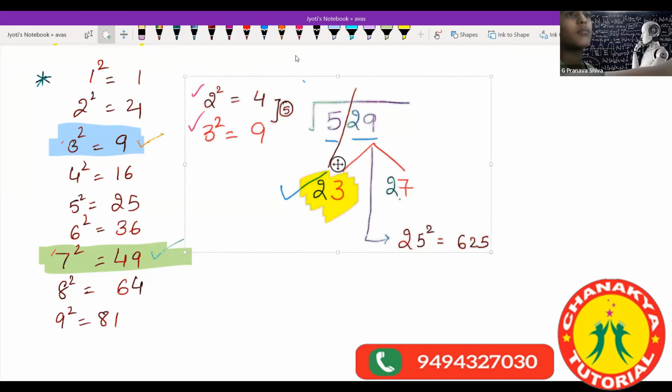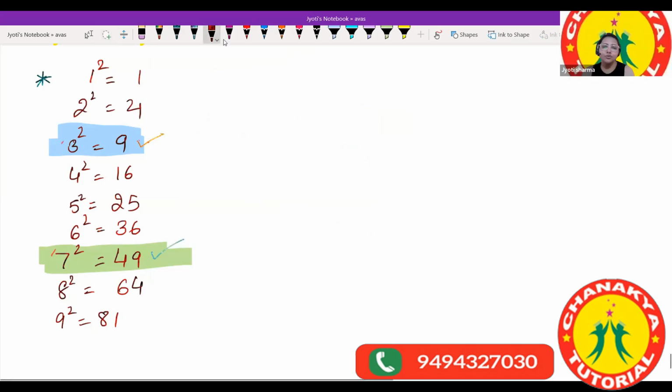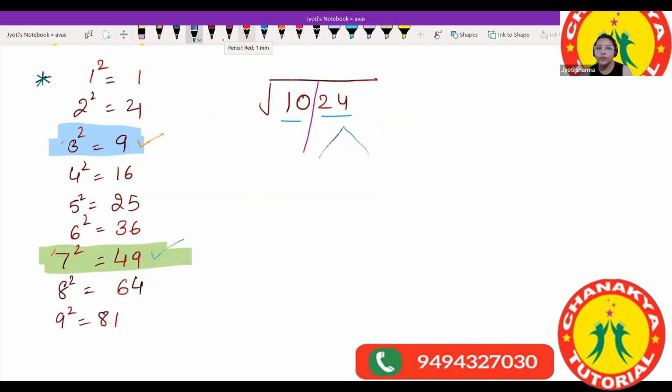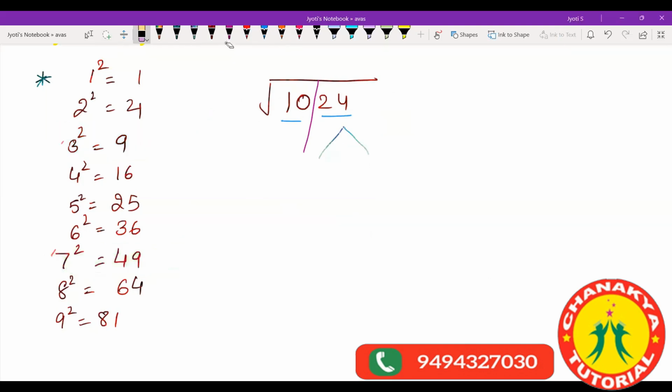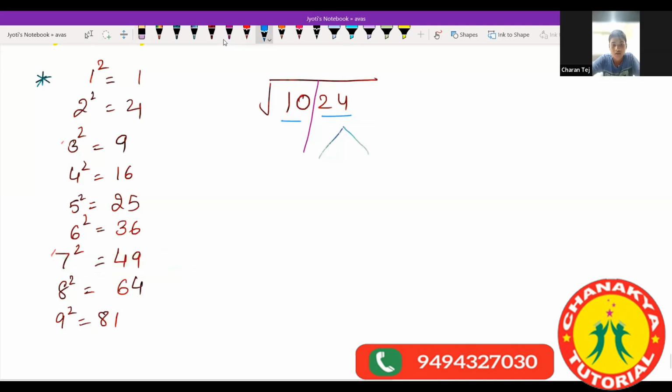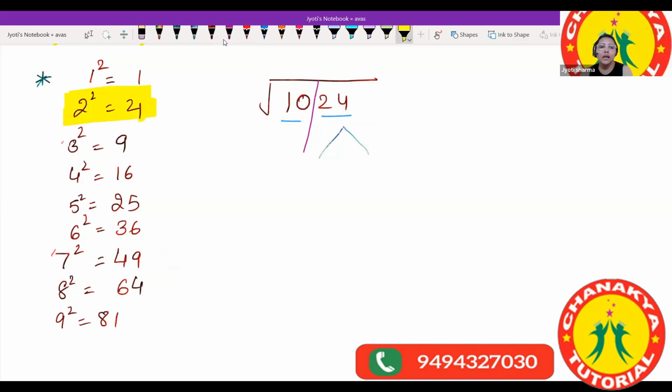Okay. Yes, ma'am. Fine. Let's take 1024. Starting from the right side, I will make pairs with 2 digits. After one pair, I will keep one slash. Now, first, if you take a square of numbers, in which square do you find 4? Can you kids tell me? 8, ma'am. 2 square and 8 square. So these are your two possible answers.